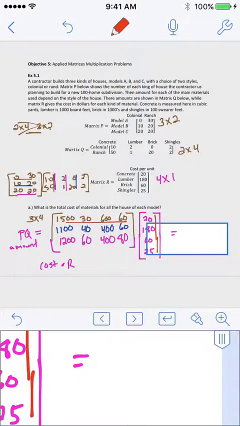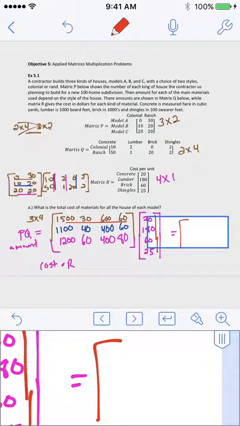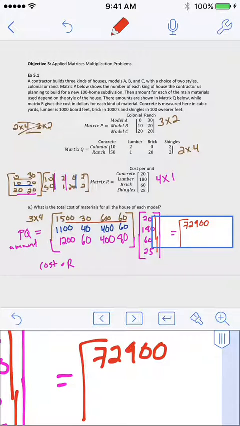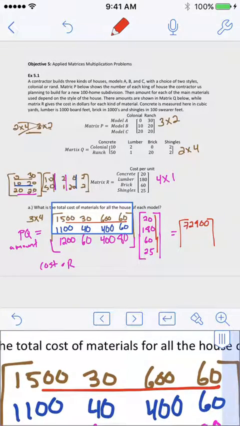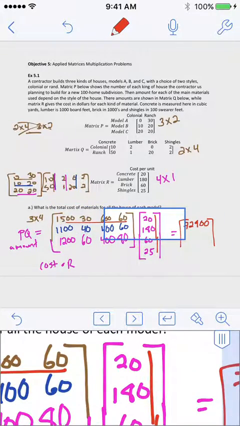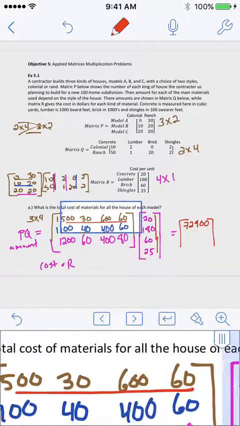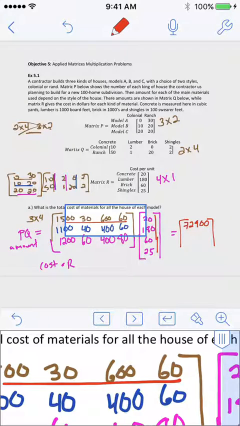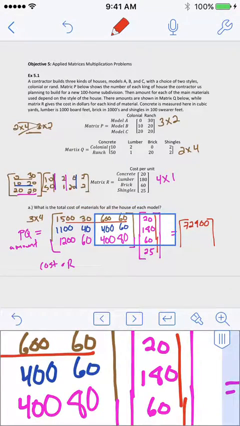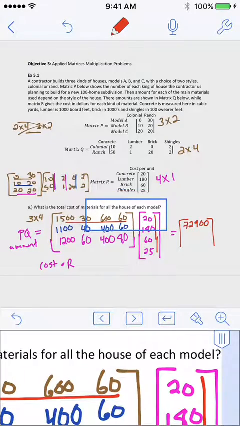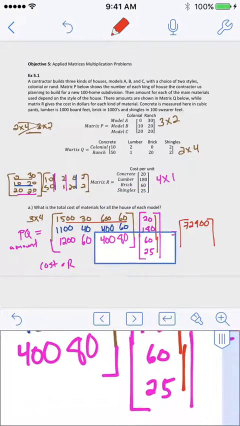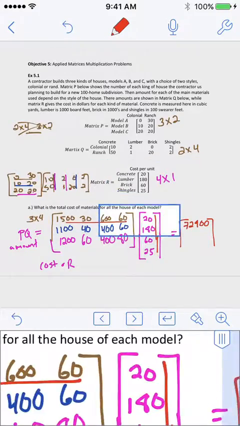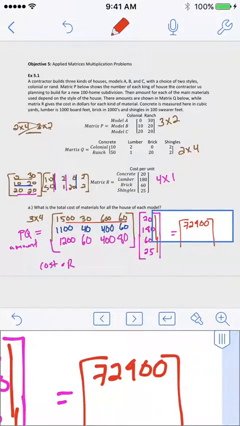my first value being 72,900. That's how much it's going to cost me for Model A. It's going to cost me $1,500 times $20 for all of the concrete. It's going to cost me 30 units times 180 for all the lumber. It's going to cost me 600 units of brick times $60 per unit, and 60 units of shingles times $25 a unit. Add those all together, I get 72,900.